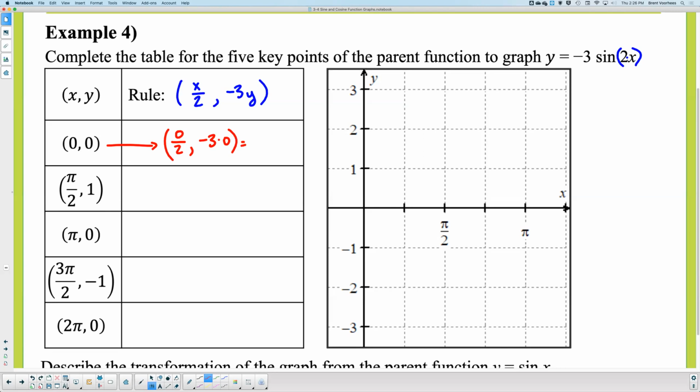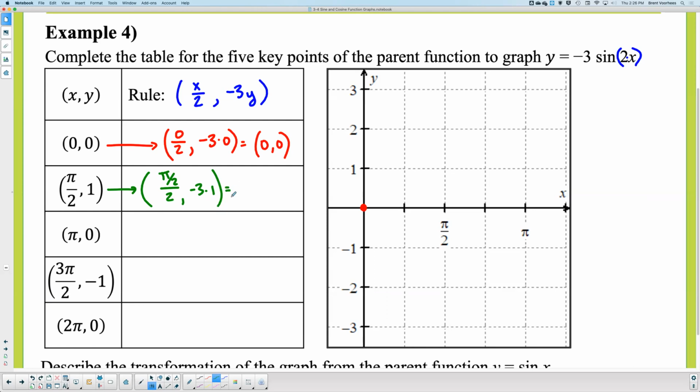Well, what is 0 divided by 2? And what is -3 times 0? So that one does not change at all. It's not transformed. That point gets there. That's still a key point. Still a 0. Okay, let's find our next. How about here? I'm going to take my pi over 2, pi over 2, and I'm going to divide that by 2. I'm going to take the 1. We have -3 times 1.